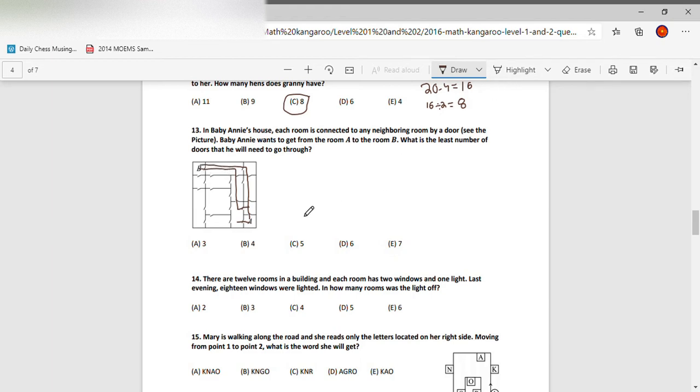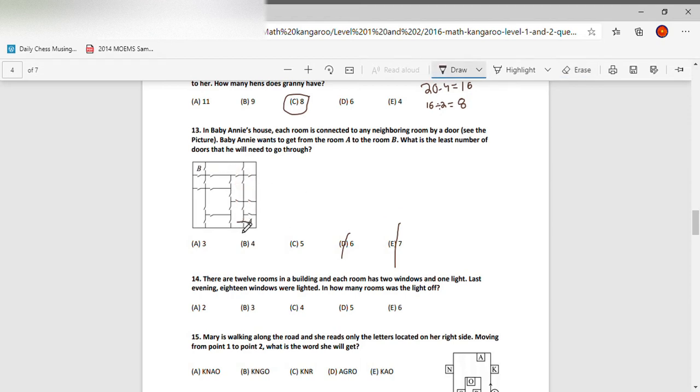So let's count the doors for this one. So 1, 2, 3, 4, 5. 5 doors. This one, 1, 2, 3, 4, 5. They both have 5. So we can rule out 6 and 7 because there are more than 5. So let's erase these paths. Now let's stick to this one.